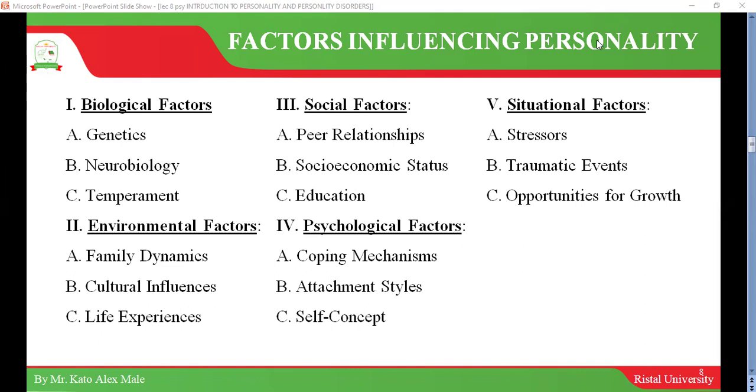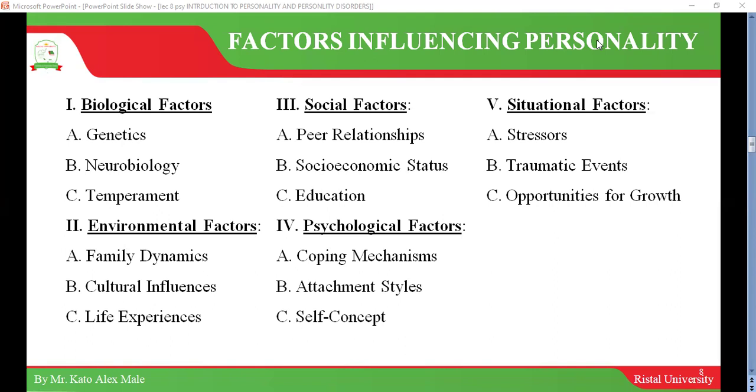Another factor, we have the psychological factors: coping mechanisms, attachment styles, and then self-concept. These also influence personality a lot. How you cope with adjustments in stimuli, you get it? How we cope with situations. Today I have money, tomorrow I don't. How do you manage yourself? All these factors influence personality a lot.